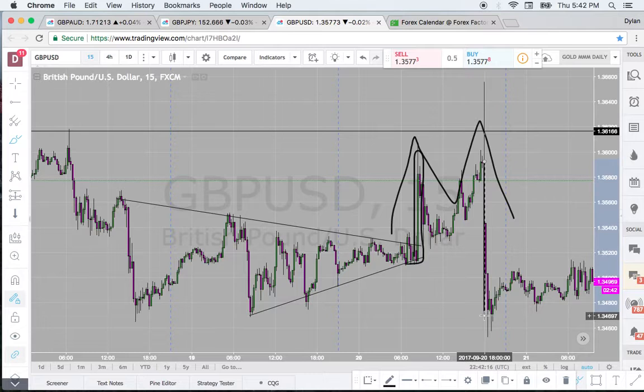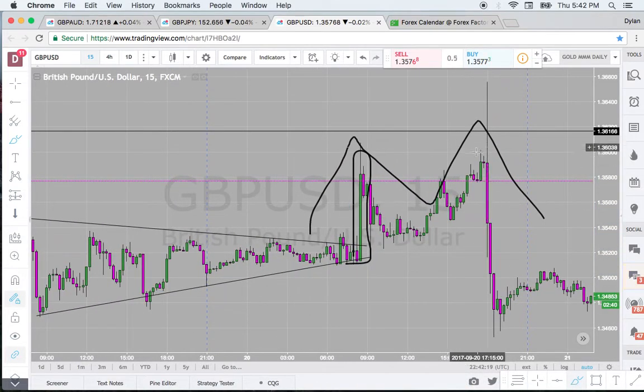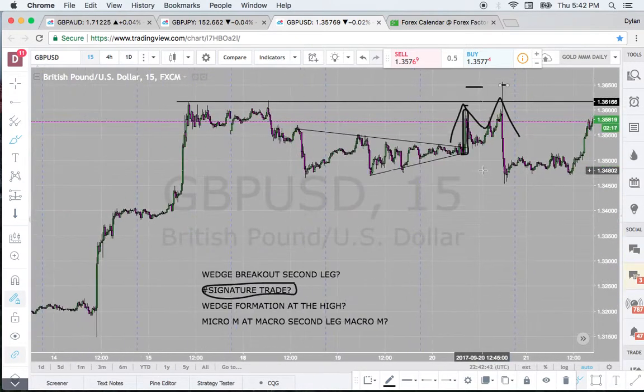and then dropped. But why did it stop hunt so high? Like that's pretty crazy. I mean, if we were trading this micro M formation, most likely our stop loss would have been up here somewhere and it would have been hit. But if we look at the bigger picture, this stop hunt was stop hunting the first leg of the macro M.